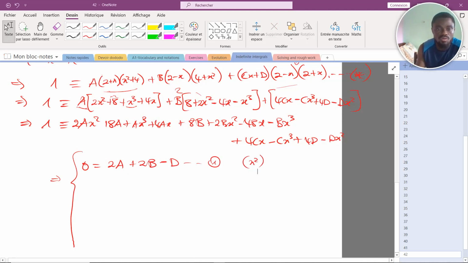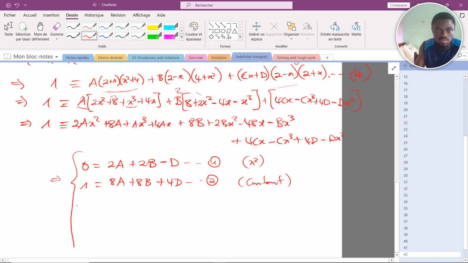Now for constants, there is a constant here, so 1 will be equal to 8a plus 8b plus 4d. This will be equation 2. These were constant terms. Now we'll finish. Let's take terms in x cubed.